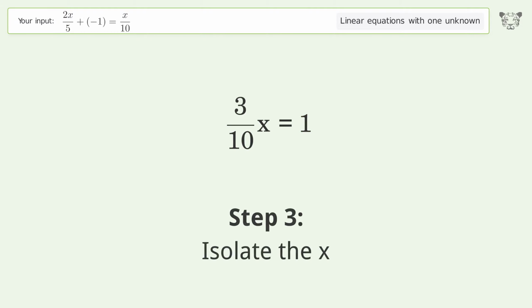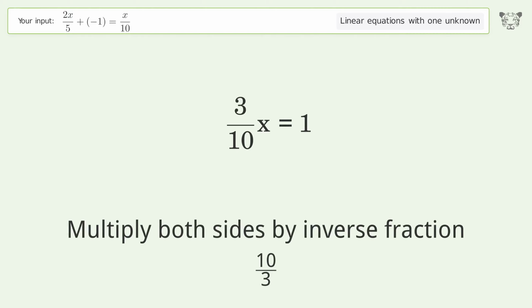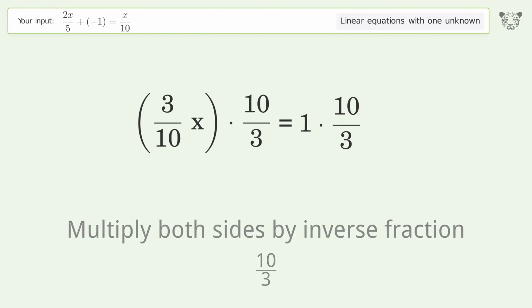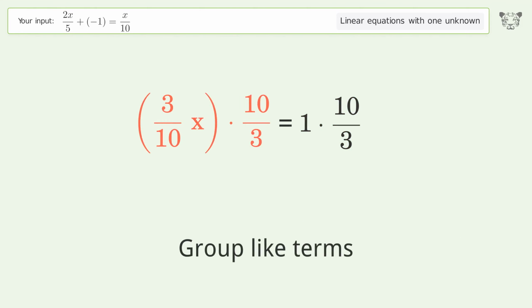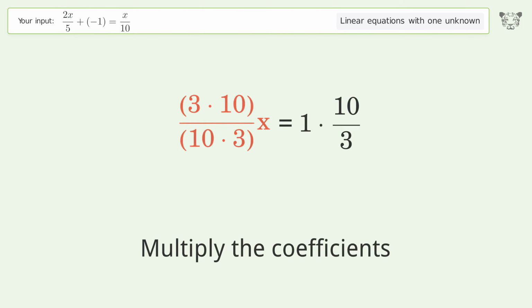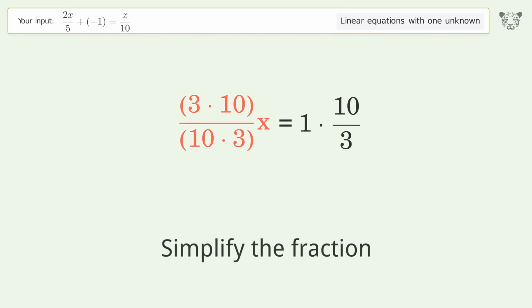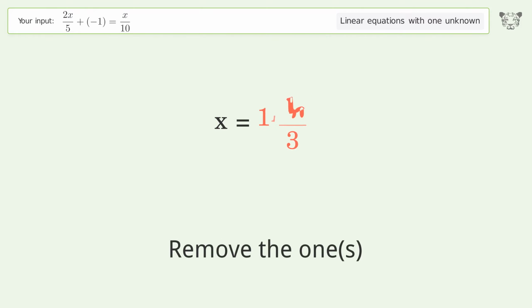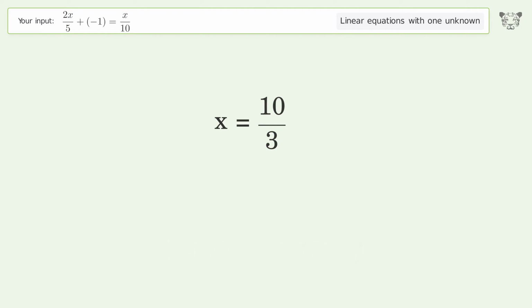Isolate the x. Multiply both sides by inverse fraction 10/3. Group like terms. Multiply the coefficients. Simplify the fraction. Remove the ones. And so the final result is x equals 10/3.